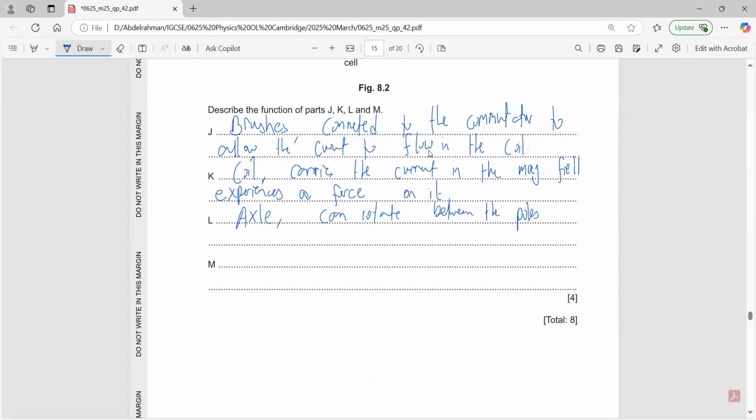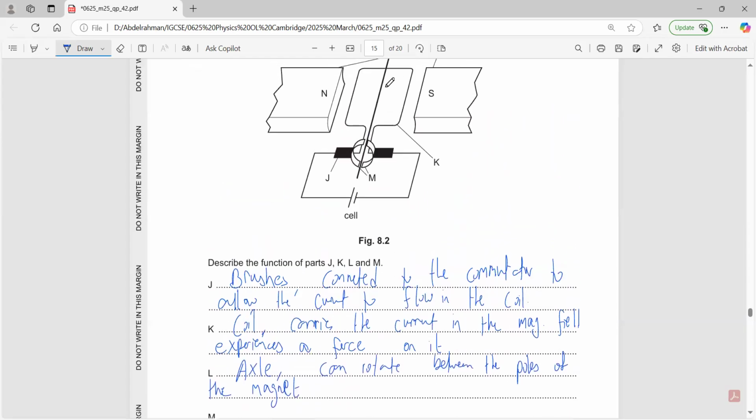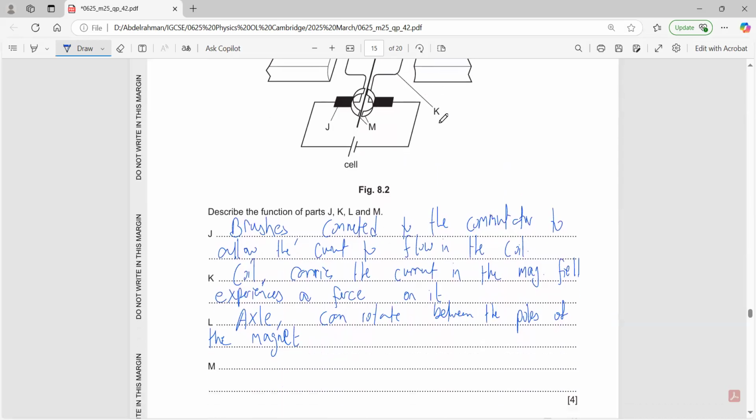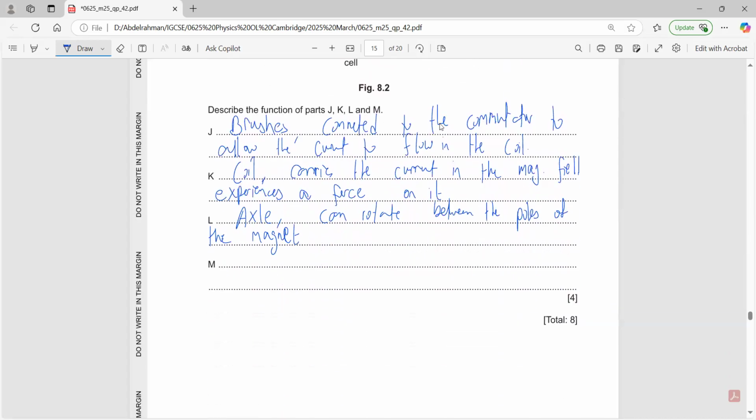Okay, between the poles of the magnet. What about M? M is the split ring commutator. Again, we should have memorized the split ring commutator.